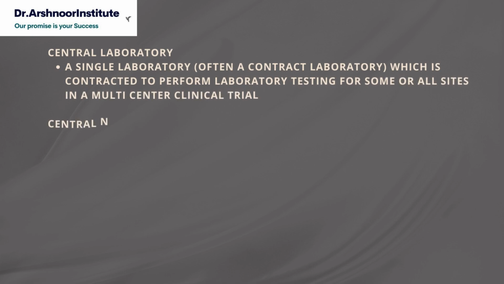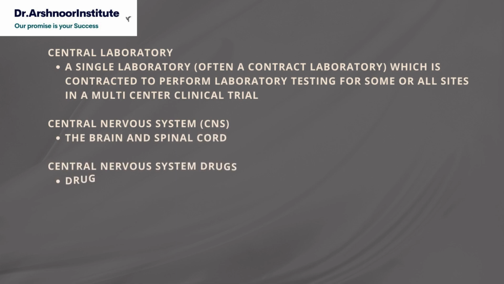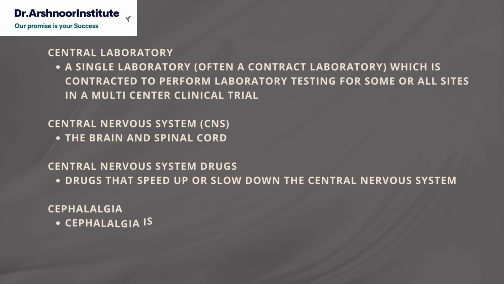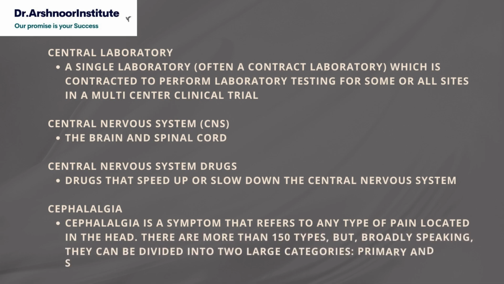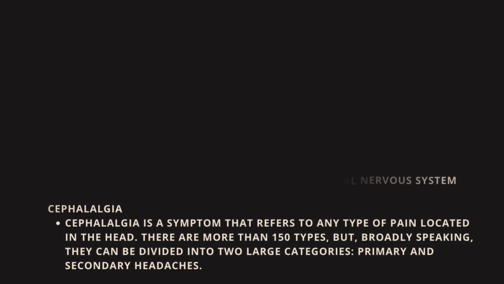Central nervous system, CNS, the brain and spinal cord. Central nervous system drugs, drugs that speed up or slow down the central nervous system. Cephalalgia, a symptom that refers to any type of pain located in the head. There are more than 150 types, but, broadly speaking, they can be divided into two large categories: primary and secondary headaches. Cephalic, related to the head or the head end of the body.